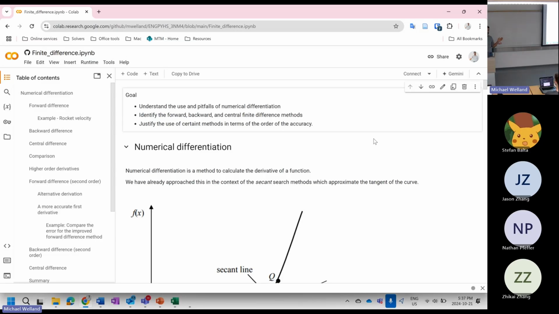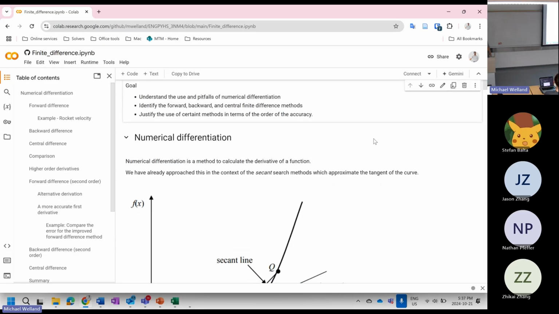Do any of these sound familiar to you guys? Some people have heard a little bit, at least in passing, right? So here we are, we're going to derive it and show you exactly what it is, and justify the use of some of those methods in terms of the order of accuracy of the approximation. So way back to the first lecture where we talked about the accuracy of truncated series and things like that.